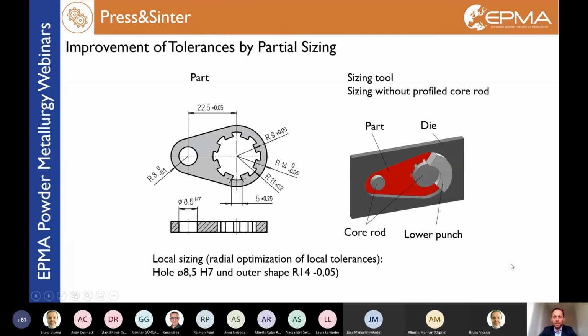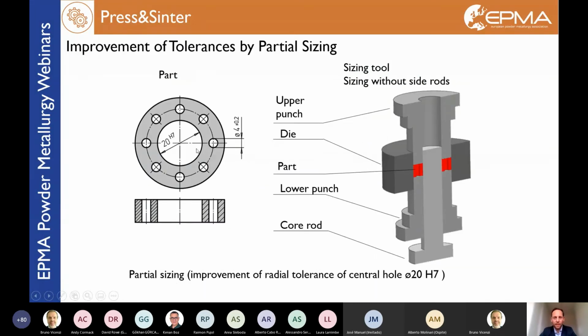This is an example. The compacted part has this geometry, but I need just a tight tolerance on this bore and this inner diameter, so the sizing tool obviously does not have the complete shape, but just 2 round punches, and so I can do a partial improvement of the 2 bores.